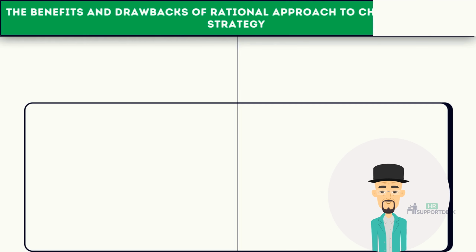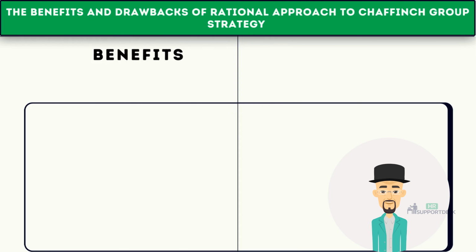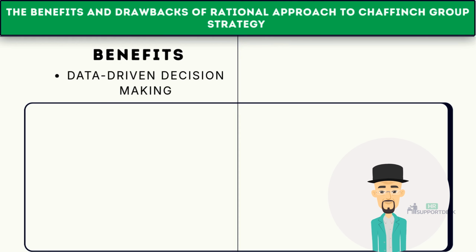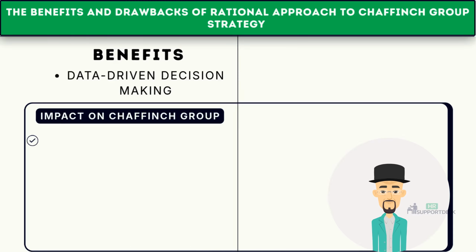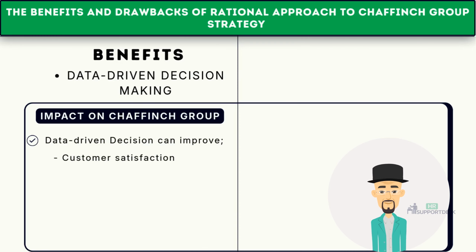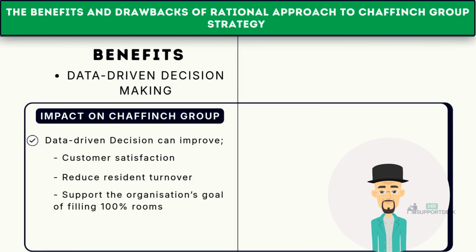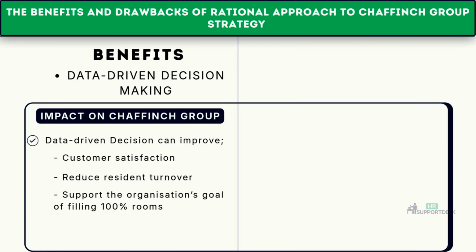In the context of Chaffinch Group, applying a rational approach to strategy formulation presents clear advantages. For example, using data on resident preferences, occupancy trends, and feedback would allow Chaffinch Group to redesign services that balance efficiency with personalization. This could improve customer satisfaction, reduce resident turnover, and support the organization's goal of filling 100% of rooms within 6 months. However, a rational approach is not without limitations.